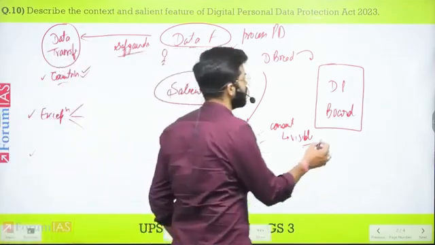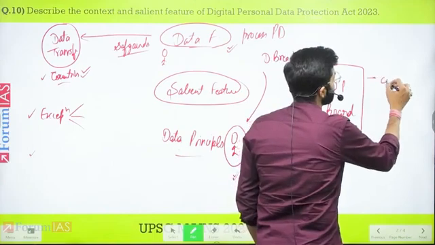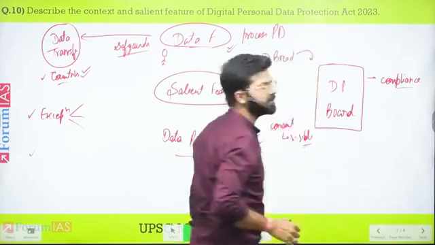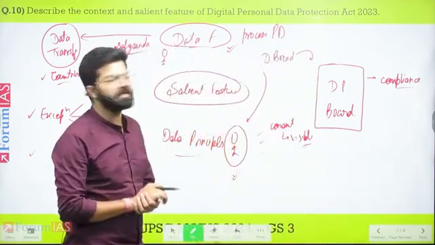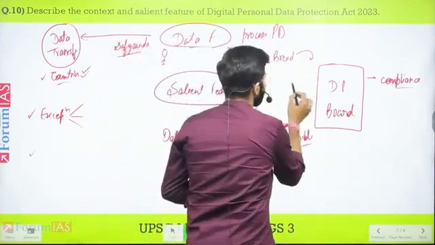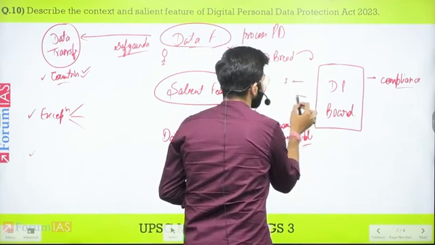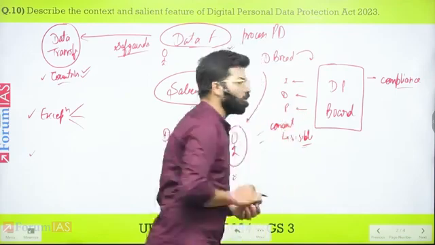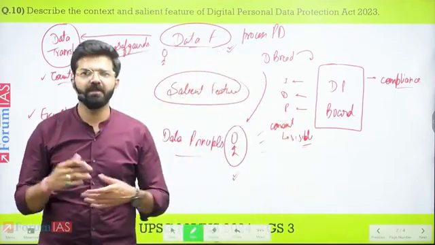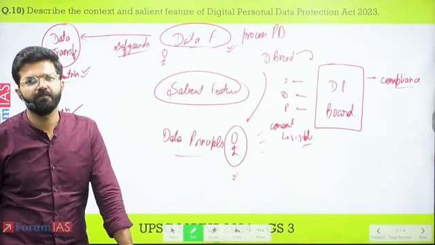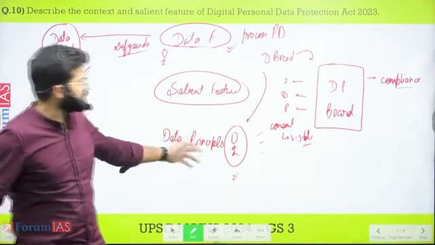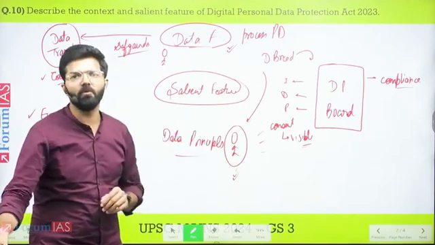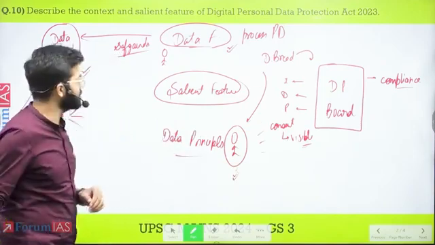Now, this board would ensure the compliance of this act. Whatever the provisions are there, it is there to see compliance. It can put into inquiry. It can give directions also, and if required, it can go for penalty also if there is any violation. And if there are any concerns, for example, there is grievance redressal, so the person can appeal to the board also. The person can visit the board.